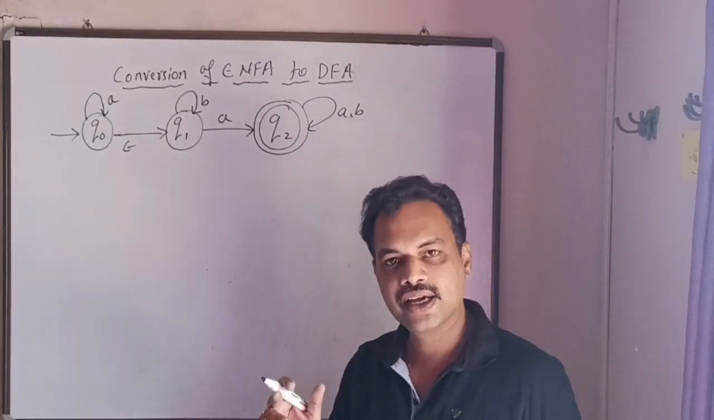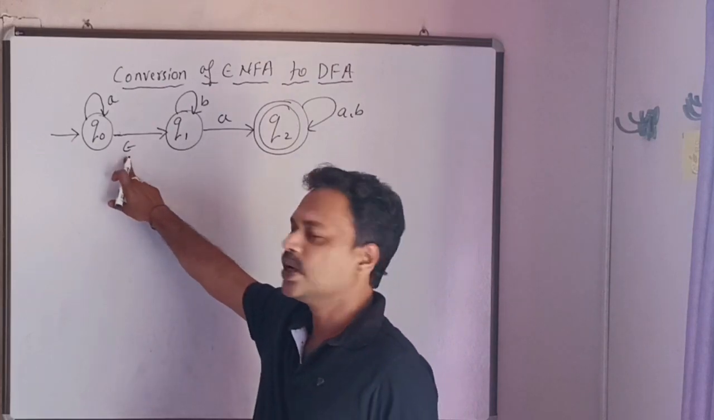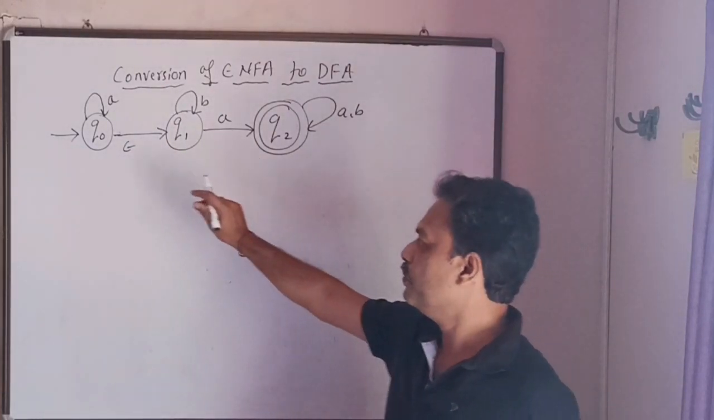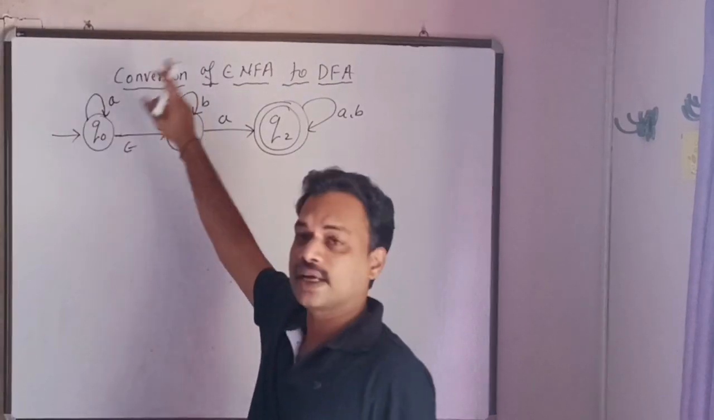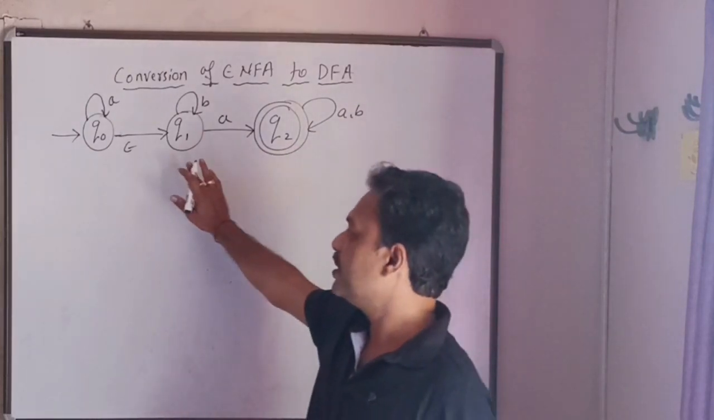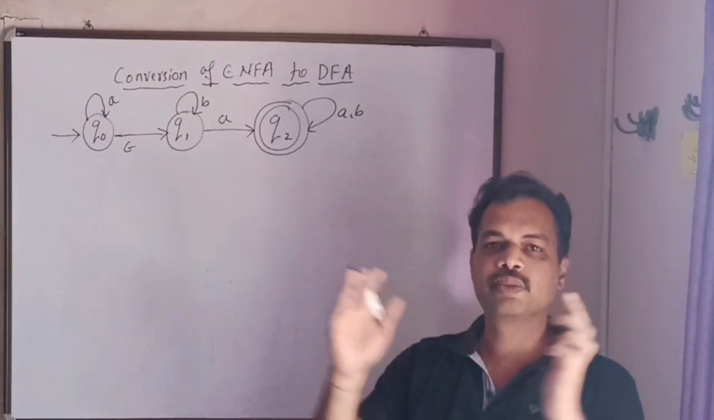DFA, NFA and epsilon NFA. So in DFA, we won't get epsilon transitions. That is one point. And in NFA, we may come across one particular state in which it tries to transit on the same input to different states. But in DFA, we do not have that ambiguity. On a particular input, the transition will be clear.